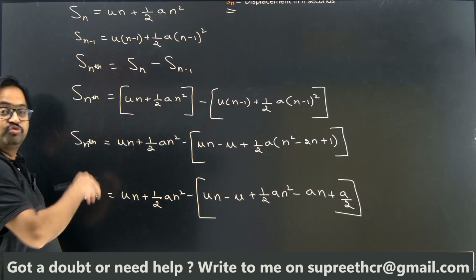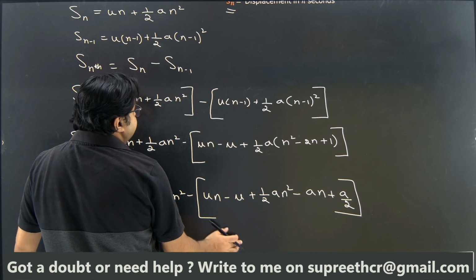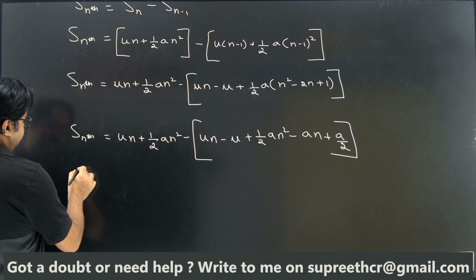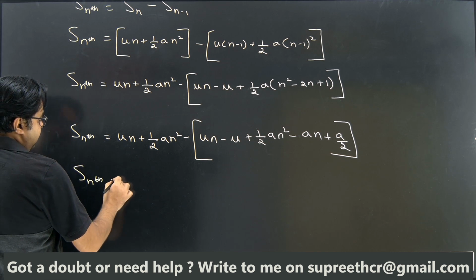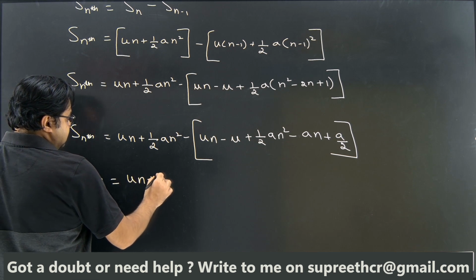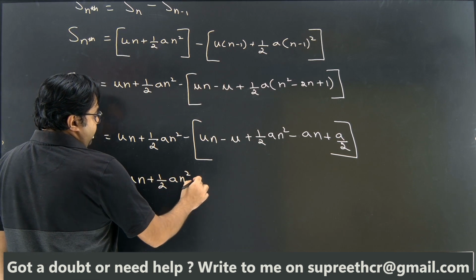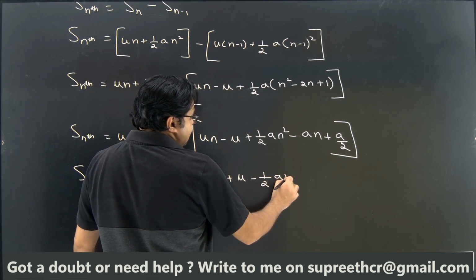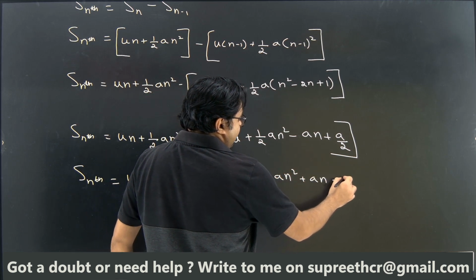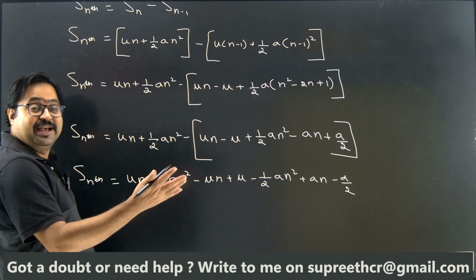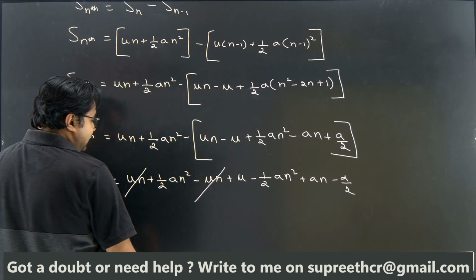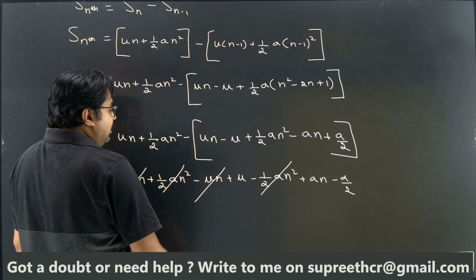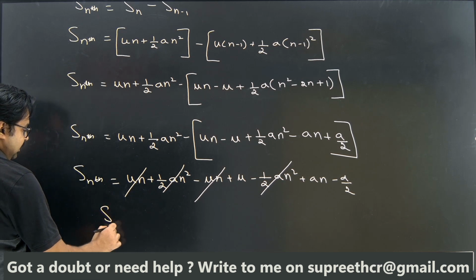It's time you remove this bracket. If you remove this bracket, my dear friends, then all you will have is Snth would become equal to un plus half an square minus un plus u minus half an square plus an minus a by 2. Now let's see what all gets cancelled. We have un and minus un getting cancelled, half an square and half an square getting cancelled. When that is the situation, you can just write what are the things that are remaining.